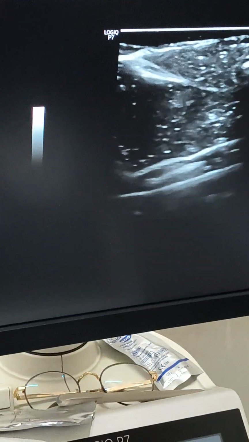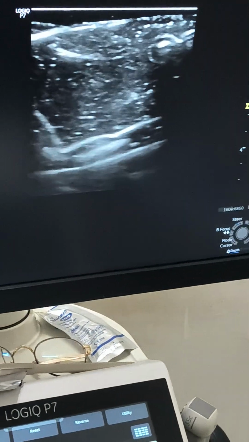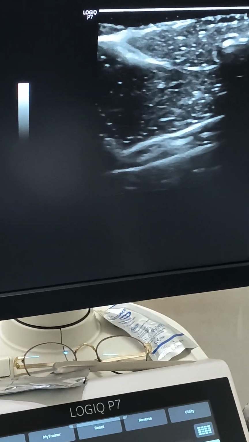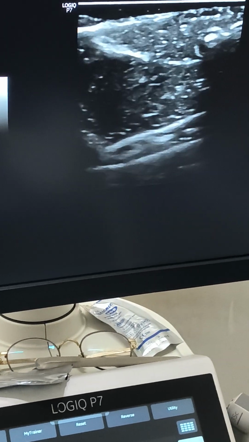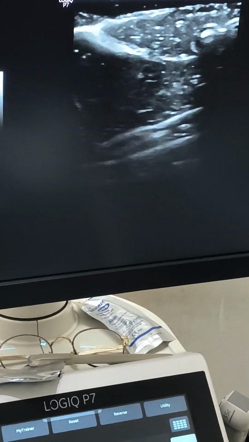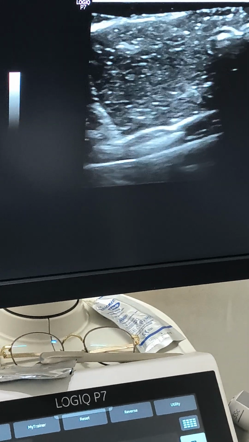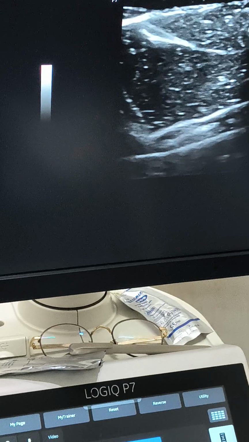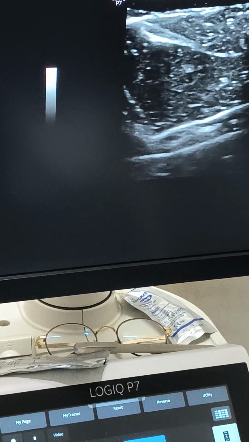So move the probe or the needle, not both the things. Okay, then I'm piercing this sartorius muscle and going down. So whenever you are in doubt, please retract the needle and go again.